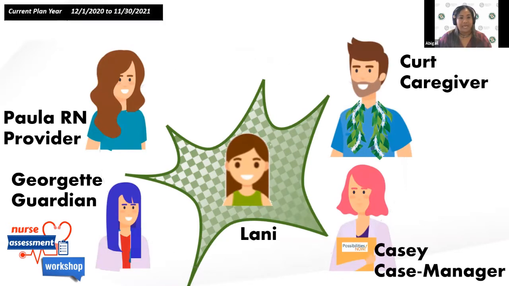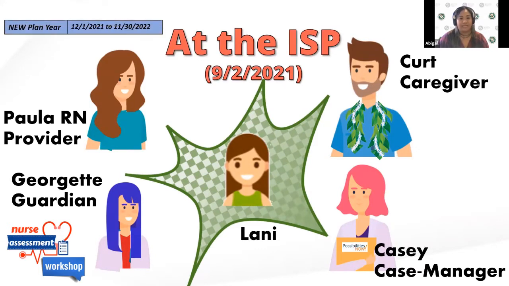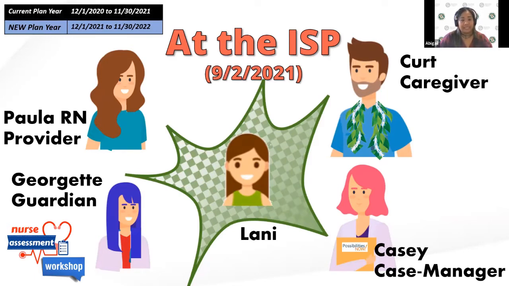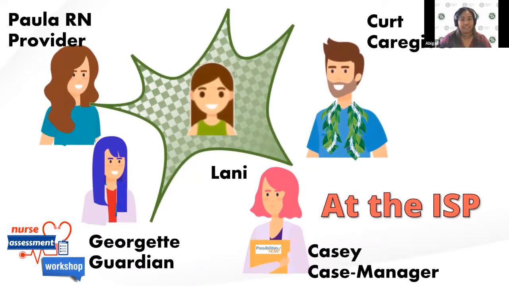At the ISP, because again, this case manager is amazing, the current plan year is December 1st, 2020, and it ends 11/30/2021. At the ISP, which is 3 months prior to the new plan year, which starts on December 1st, 2021 to November 30th, 2022, we notice that Lonnie has nursing tasks. And her nursing task is medication administration. Okay?